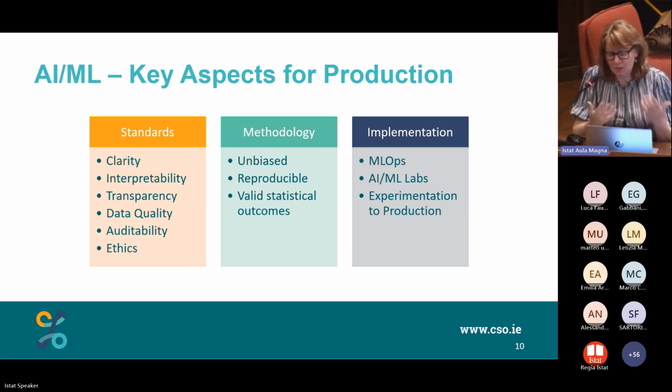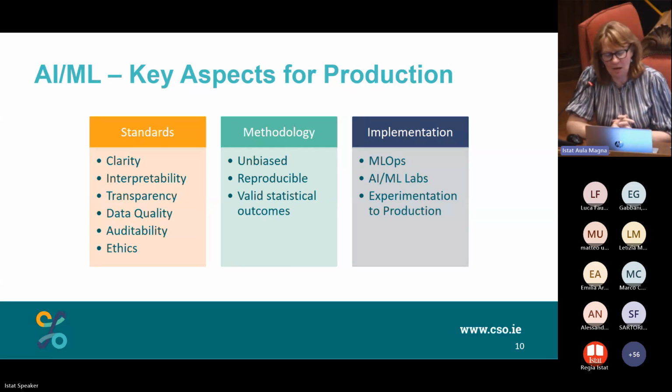So in terms of the methodology, at the heart of what we're doing are those robust, reproducible methods, making sure that what we're doing is unbiased, because again, as you all know, these algorithms are only as good as the data, and if the data is biased, then the outputs will be biased, and likewise, the people coding have their own bias as well. So how do you make sure that our algorithms are statistically robust and are providing us with those valid statistical outcomes?